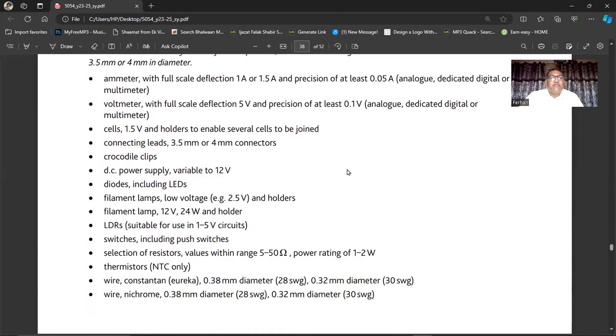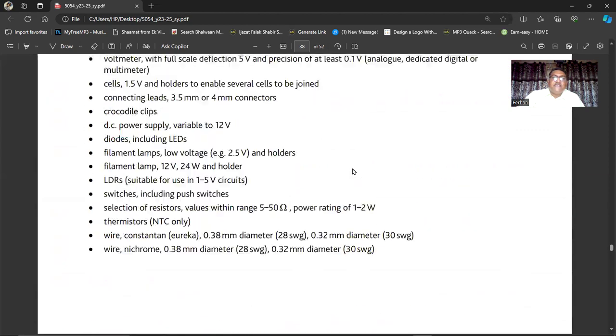In electricity, we need ammeter, voltmeter, cells and holders for the cells, connecting leads, crocodile clips, DC power supply, variable to 12 volt, diodes, LEDs, filament lamps and holders for them, filament lamps of 24 watt and 12 volt, and holders for them, LDRs, and switches, including the push switches. Push switches are those which you push. I will show you the diagram. Selection of resistors, and thermistor with the negative temperature coefficient, and wire constantan, eureka we call that, and wire of nichrome. So these are the apparatuses.